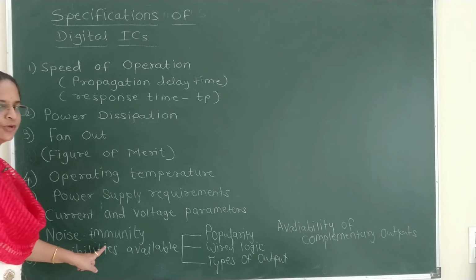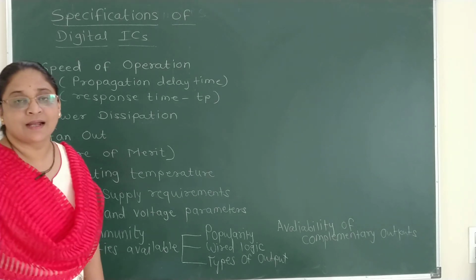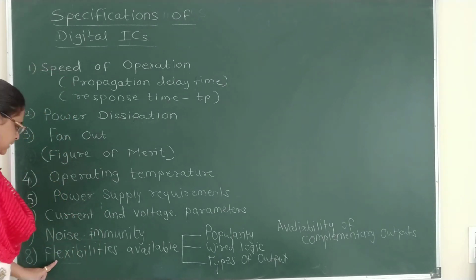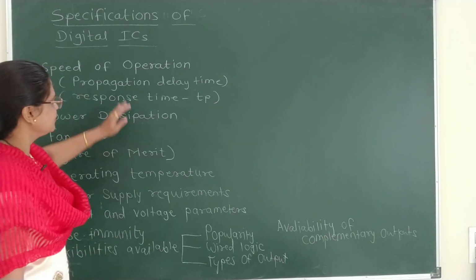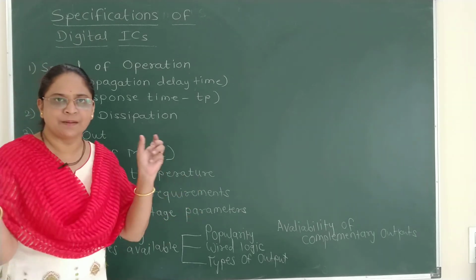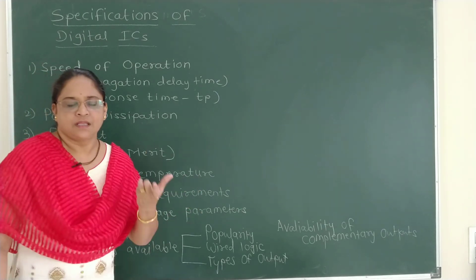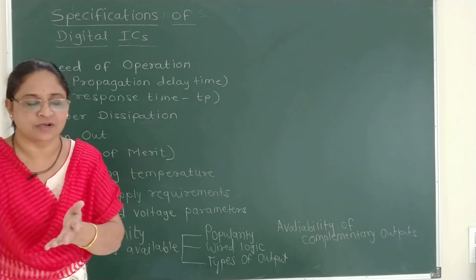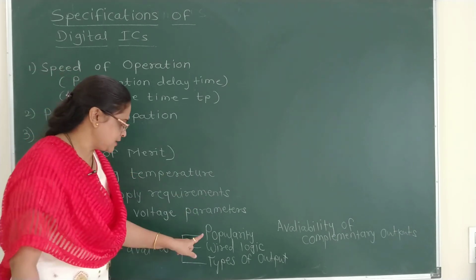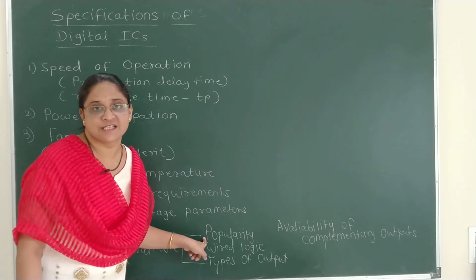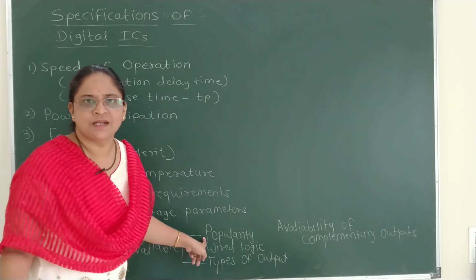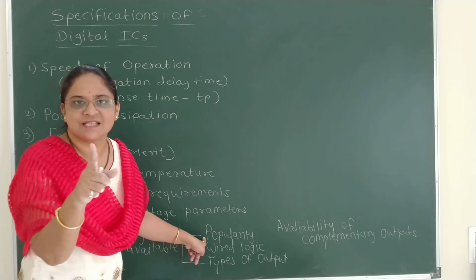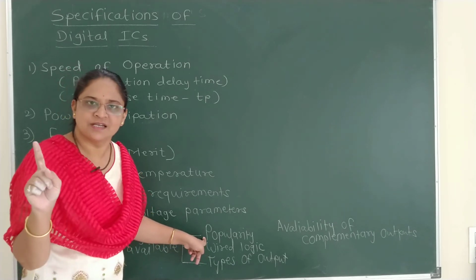Next, noise immunity, the ability to withstand noise signals, is known as noise immunity. Then flexibility is available. Even though all these parameters can be compared, still what other facilities does the IC manufacturer offer for that particular digital IC? Then the popularity of that series. If it is most popularly used, then components for maintenance and repair are available. So this point is important.